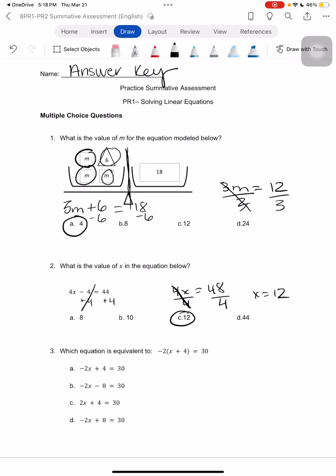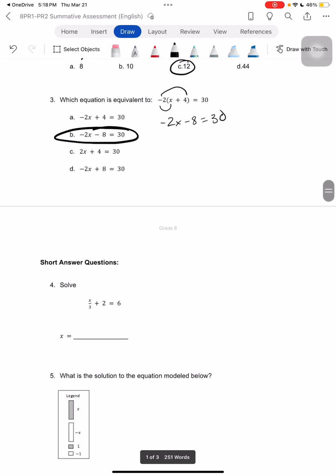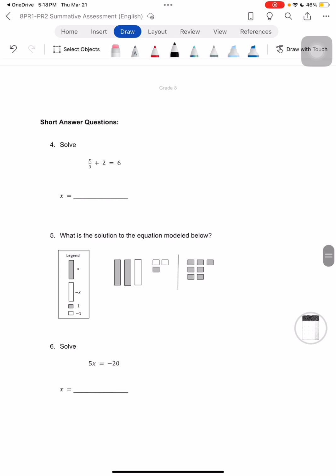Okay, here, so this is a distributive property question. So the negative 2 multiplied by x gives us negative 2x. Negative 2 multiplied by 4 gives us negative 8. Okay, the 30 stays the same. So the answer is B. All right, so here, first we're going to subtract 2 on both sides. We're left with x over 3 equals 4. Multiply both sides by 3, and x equals 12.